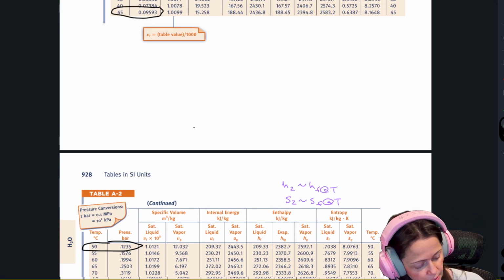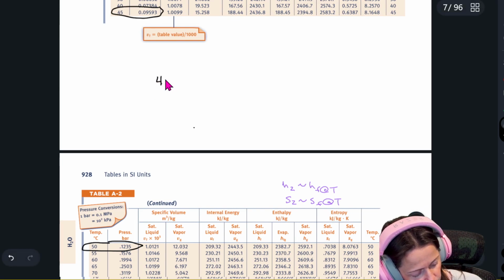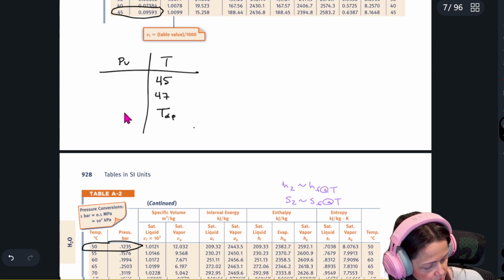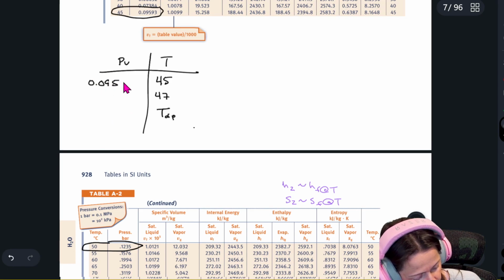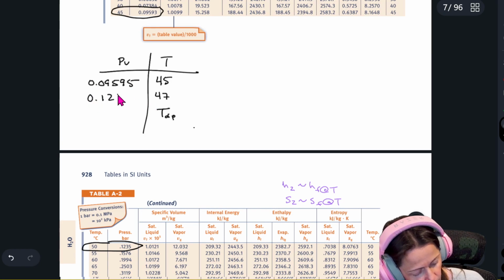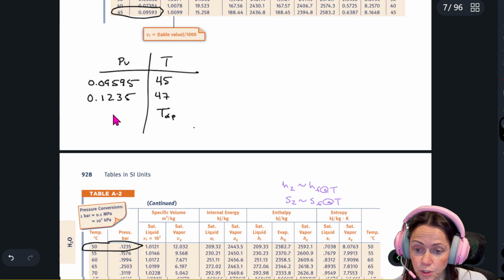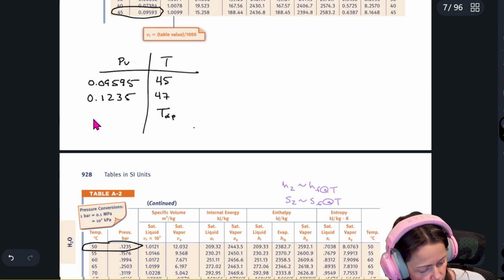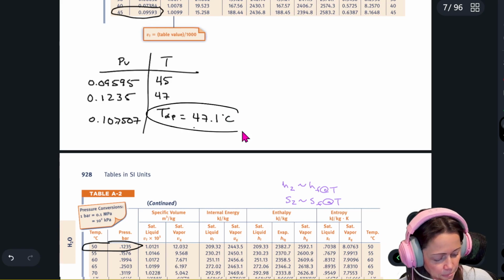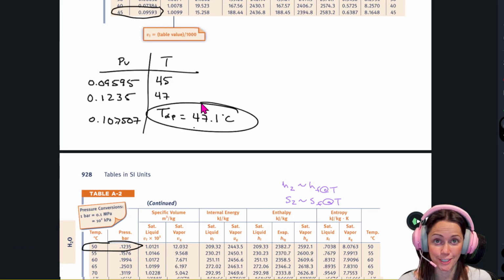So got 45, 47. This would be our T_DP. And you'd interpolate, like this is your vapor pressure, this is the corresponding saturation temperature: 0.09593, 0.1235, and then our vapor pressure, which we just calculated, is going to be the 0.107507. So hopefully we've got something that looks like about 47.1 degrees Celsius. All right, so that would be the answer for part D.